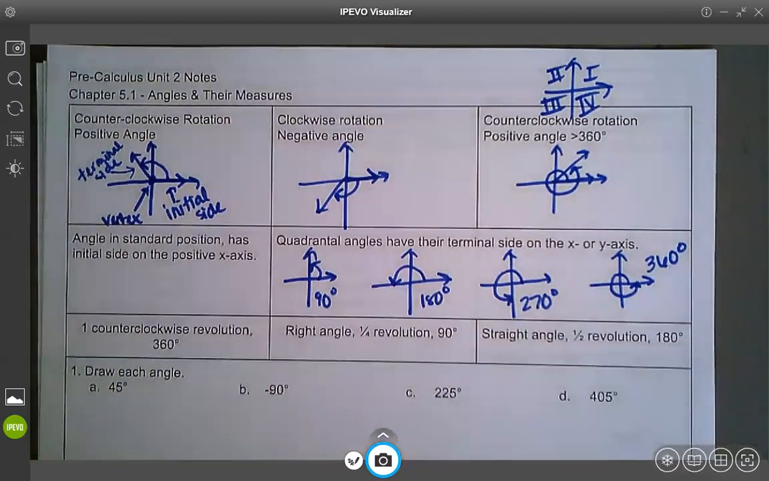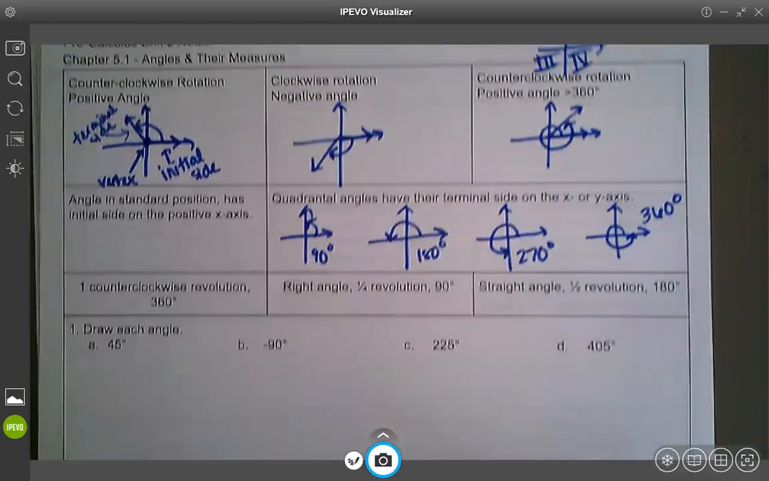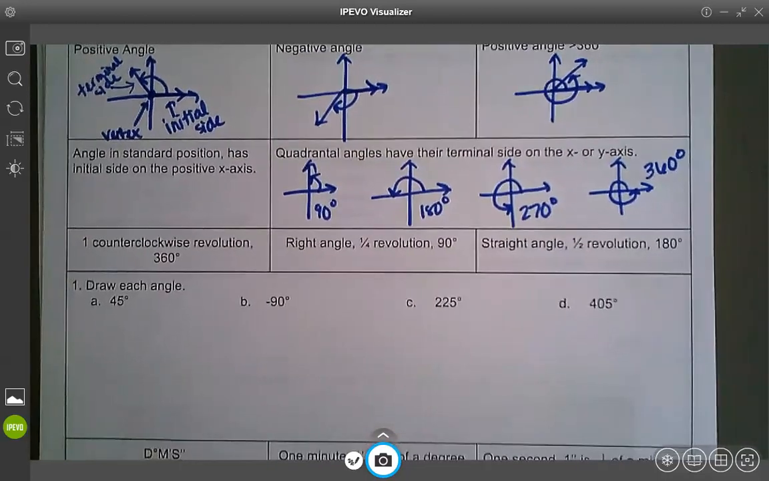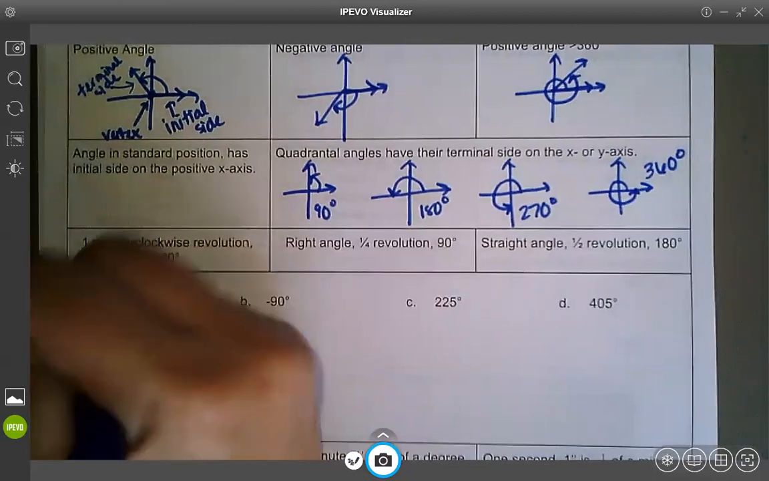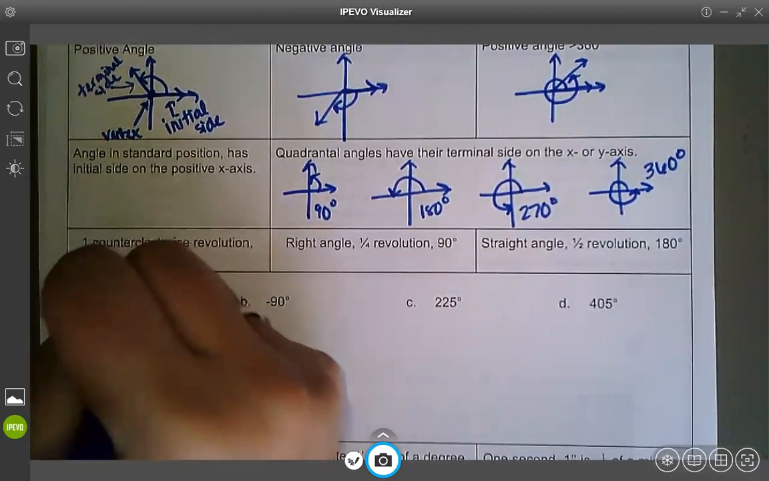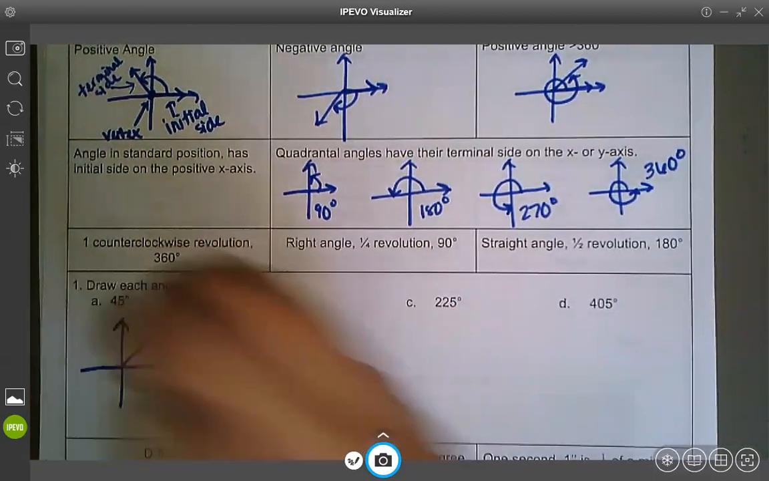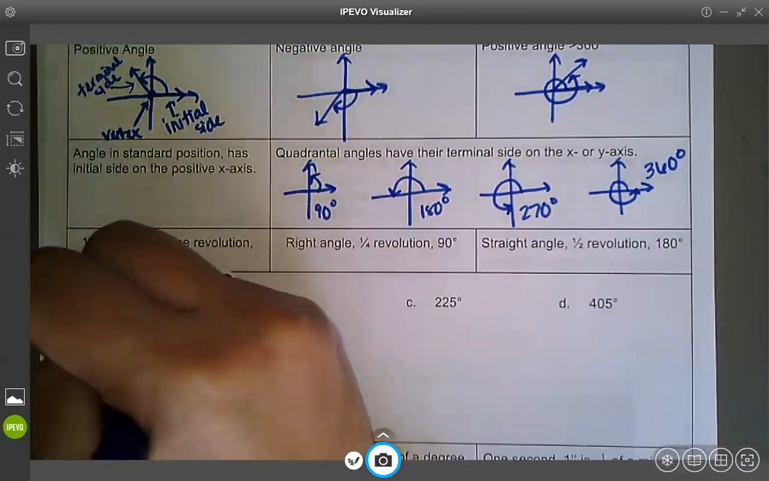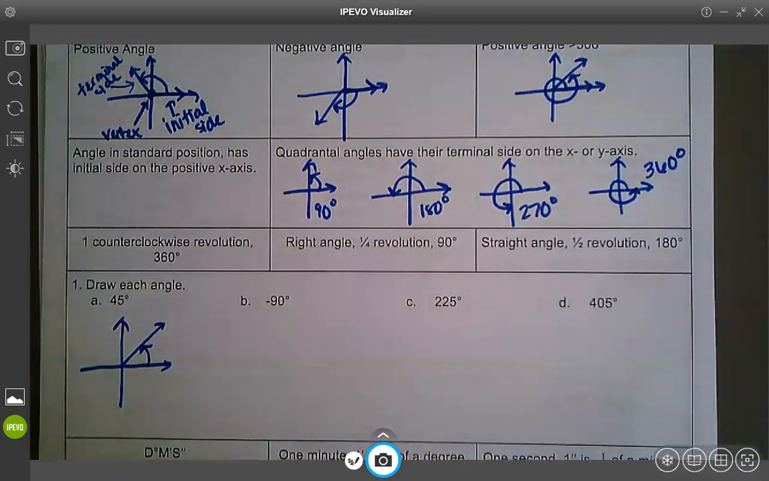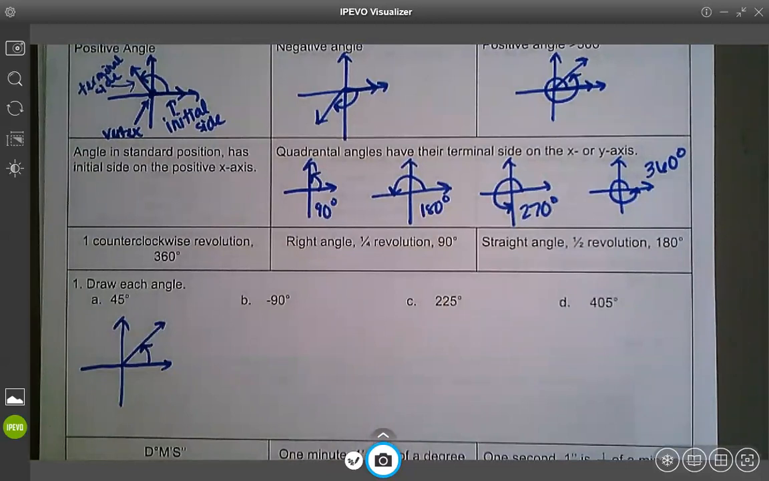We've talked about all of these things. We're going to sketch the angles when it says to draw an angle, and a semi-accurate sketch is all I really need. It doesn't have to be anything perfect. 45 degrees, 45 is half of 90. So we're right in the middle there. Make sure that you have the arrow going the correct way. Positive 45 degrees. We start at our positive x-axis and go counterclockwise 45 degrees.